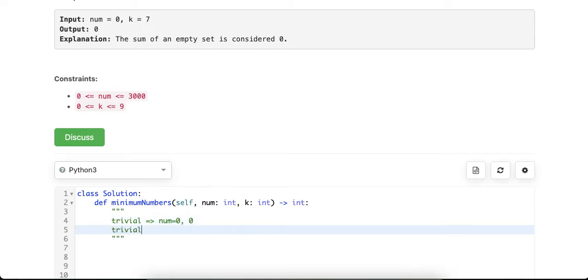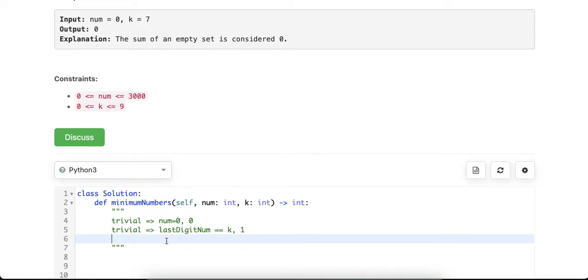Another trivial thing is when the last digit of num is equal to k. Sorry, not num is 1. When the last digit of num is k, then the answer will of course be 1, right?